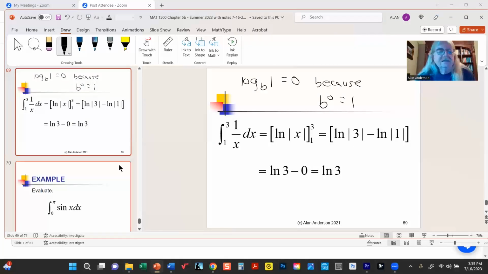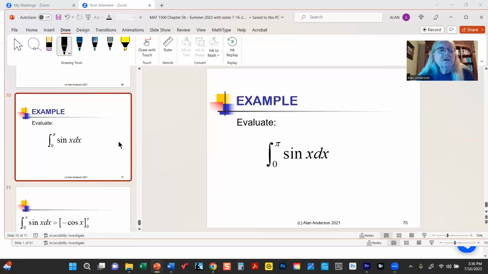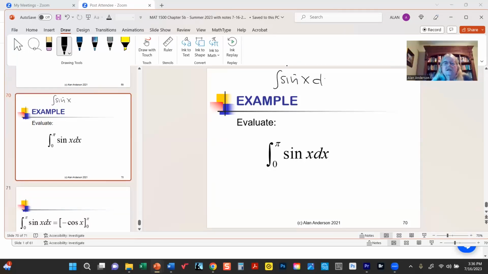All right. I think this is the last one. This one is a trig question, so we have to be careful. Now, you might recall from other chapters that the integral of sine x dx is actually the negative cosine of x plus c. Here we're evaluating it from 0 to pi, though, so we don't need the constant.